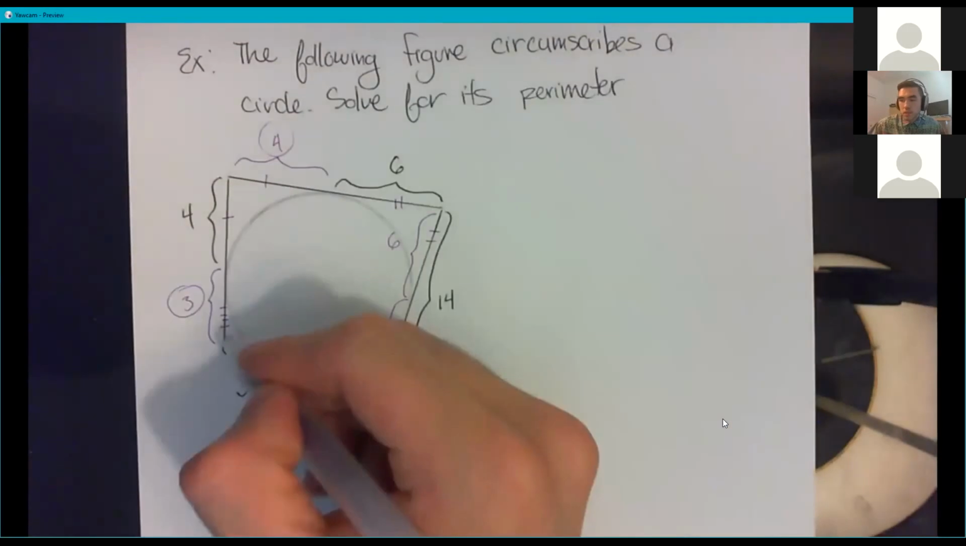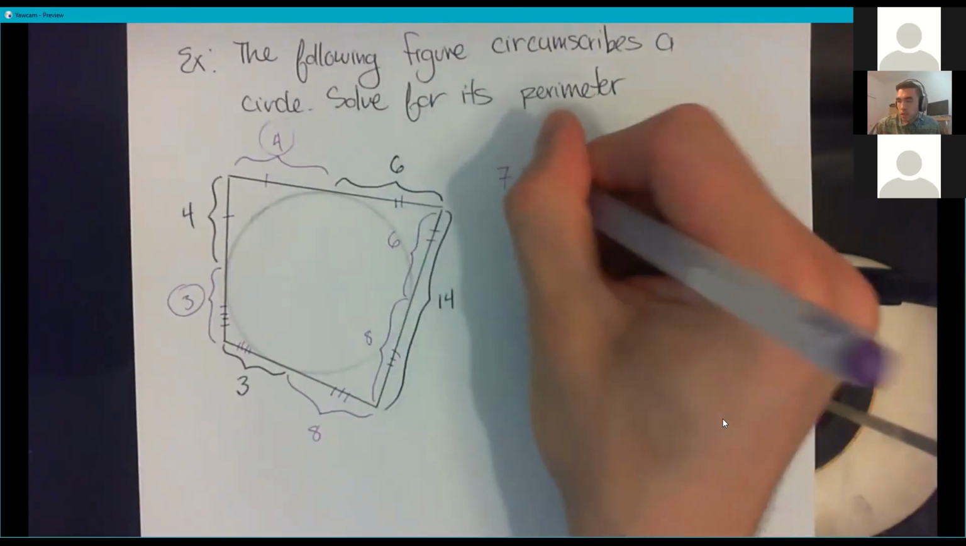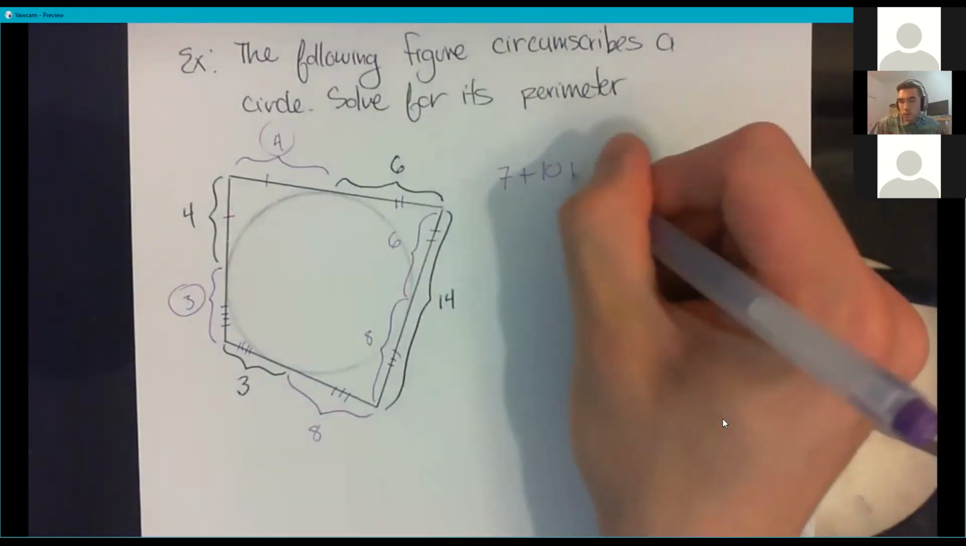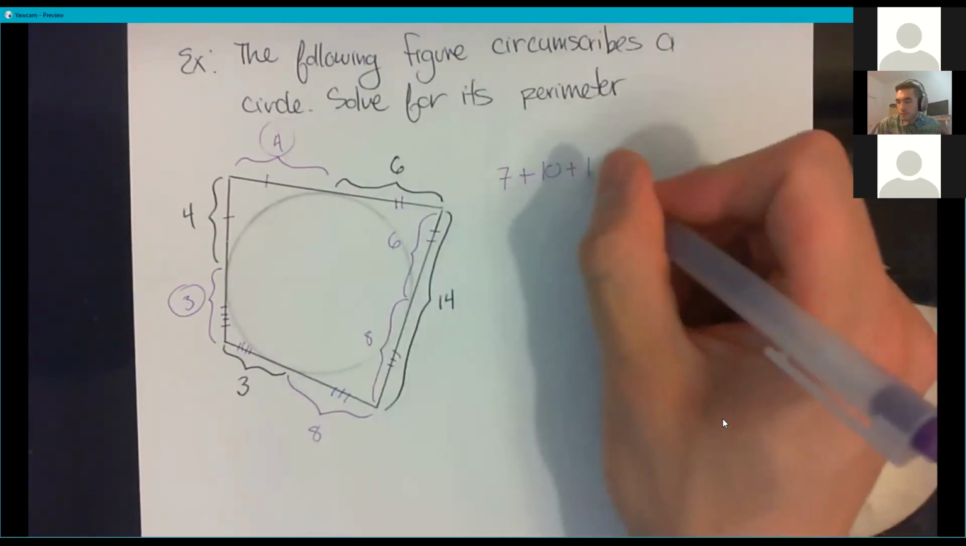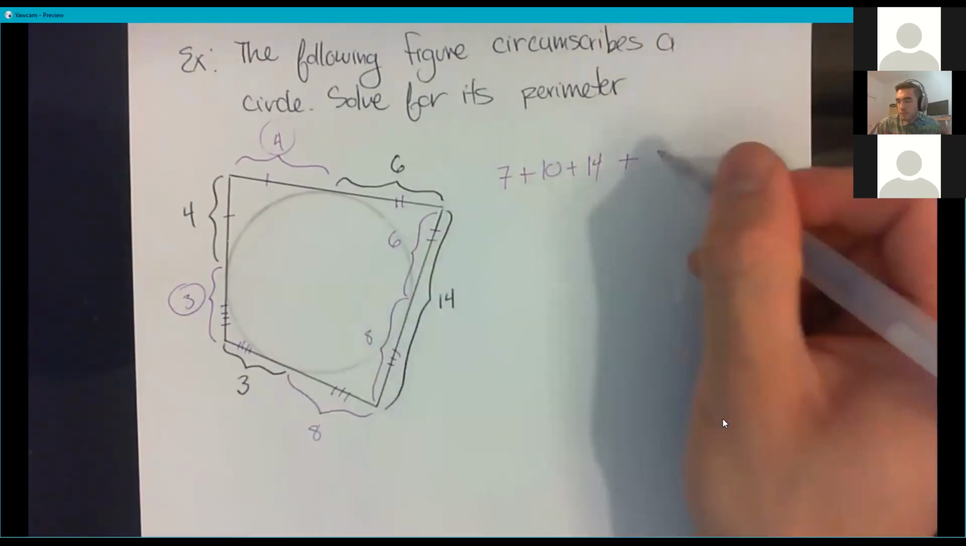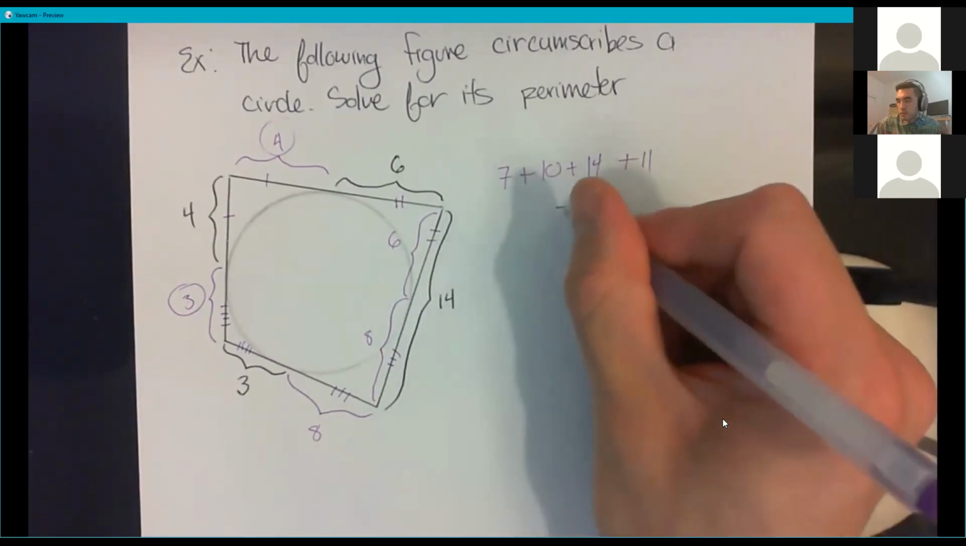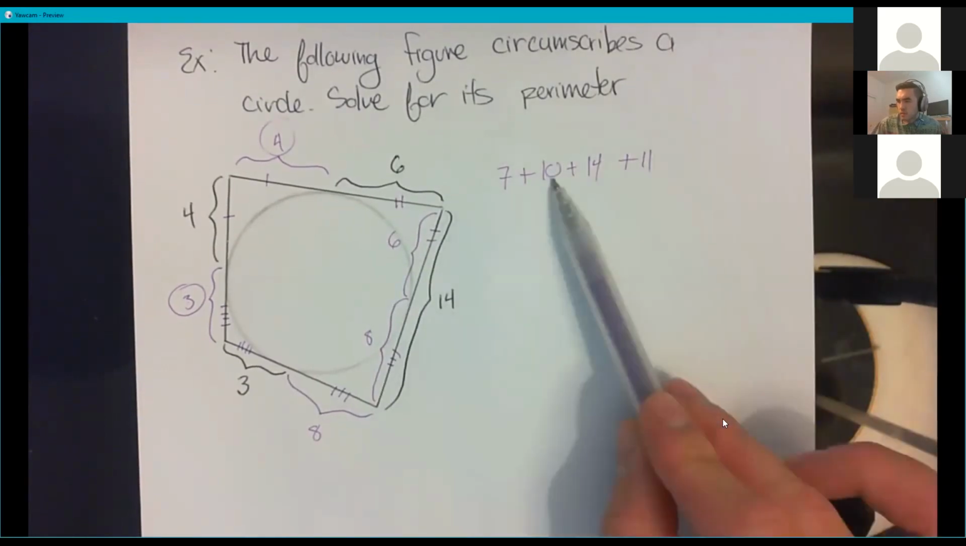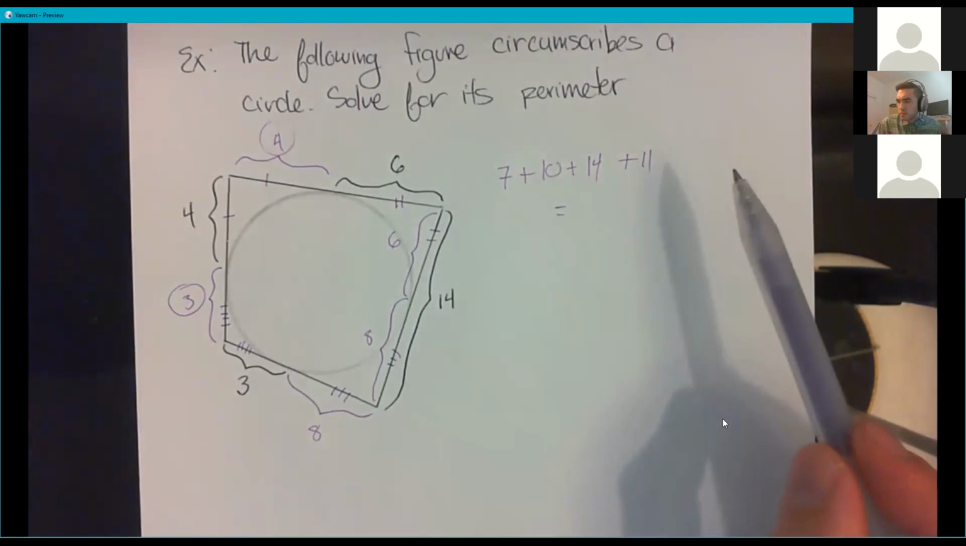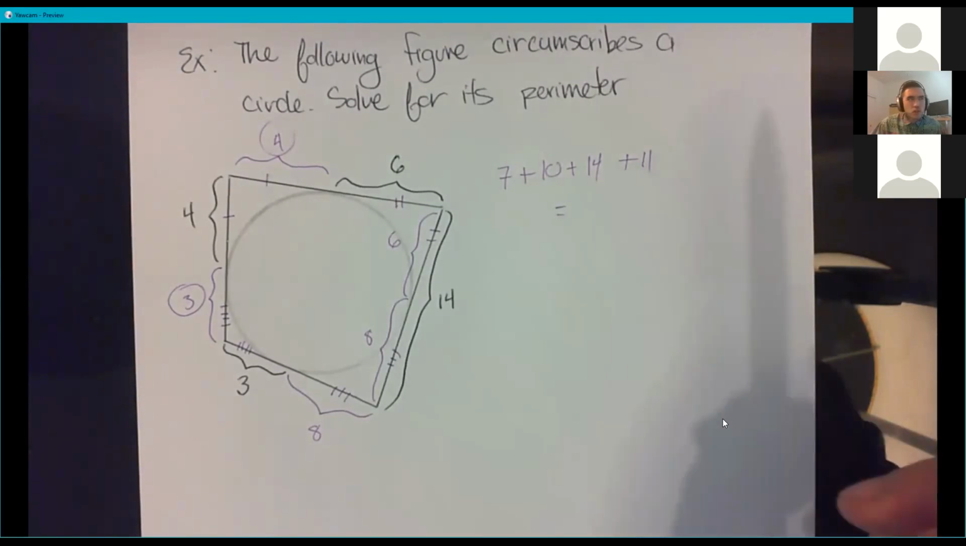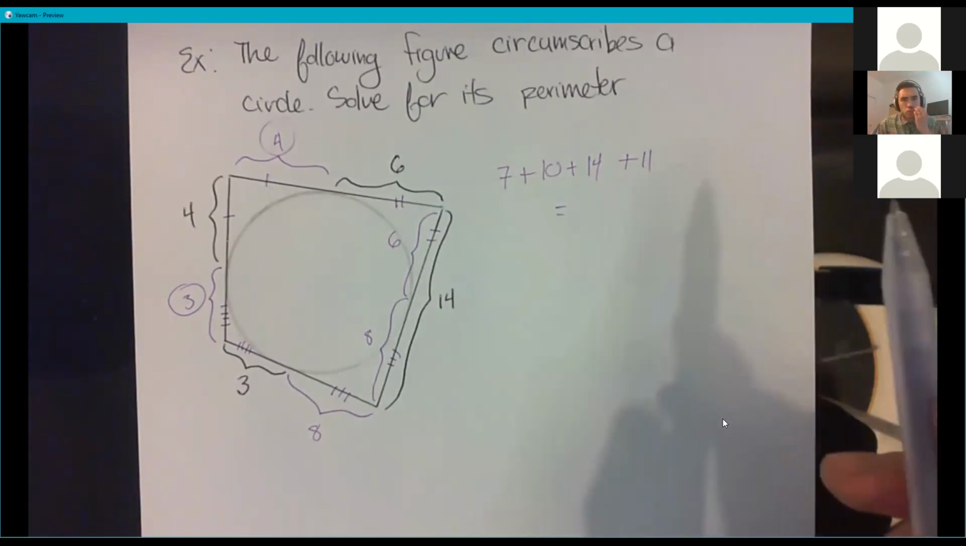So this is going to be 7 plus 10 plus 14 plus 11. So that's 21 plus 21? 42? Yeah, it's 42.